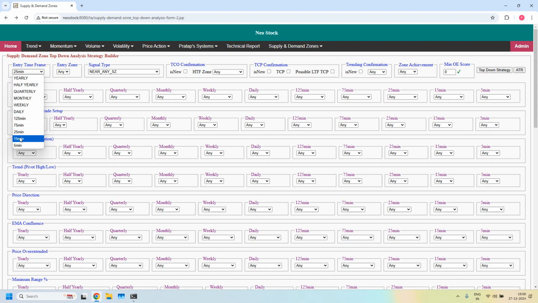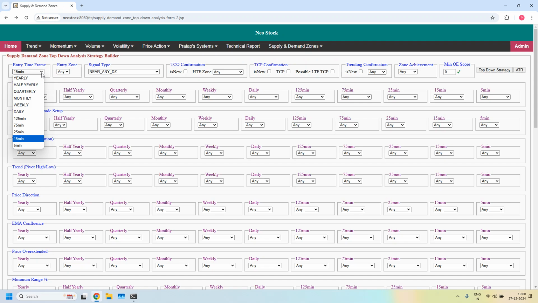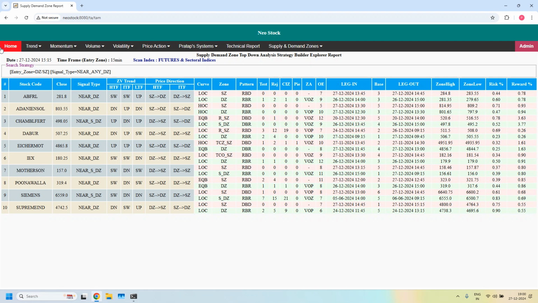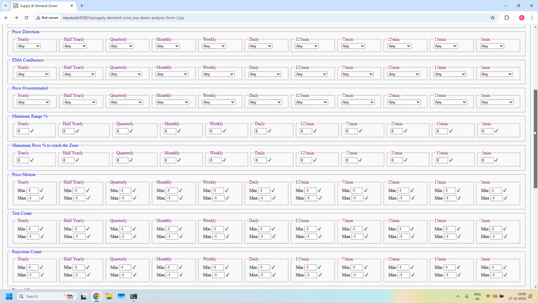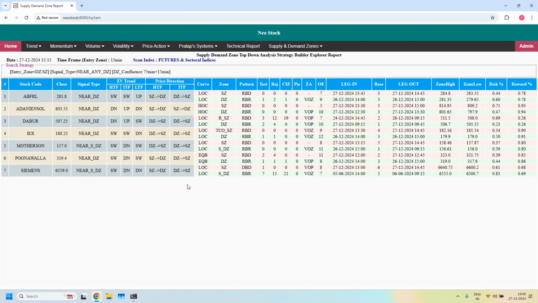Next time frame is 15 minutes. Stocks near 15 minutes demand zone. We got 10 stocks. Next 15 minutes time frame. For these 10 stocks, let us apply LTF and ITF demand zone confluence filter. That is 15 minutes and 75 minutes demand zone confluence filter is enabled. With this filter, from 10 stocks, we got 7. And all these 7 15 minutes demand zones are part of this 75 minutes demand zone.